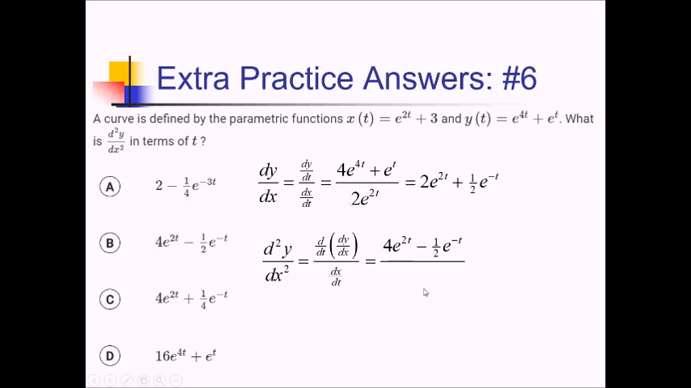We already found that. And now we have to actually simplify this to get one of the answers, it looks like. So 4e to the 2t divided by 2e to the 2t. Well, these e to the 2t's cancel there. So that's just 2. And for this next one, let's see here. Negative 1/2 divided by 2, that's going to be negative 1/4. And we're going to have e to the negative t minus 2t. So e to the negative 3t to go along with our negative 1/4. And that is going to match answer choice A.